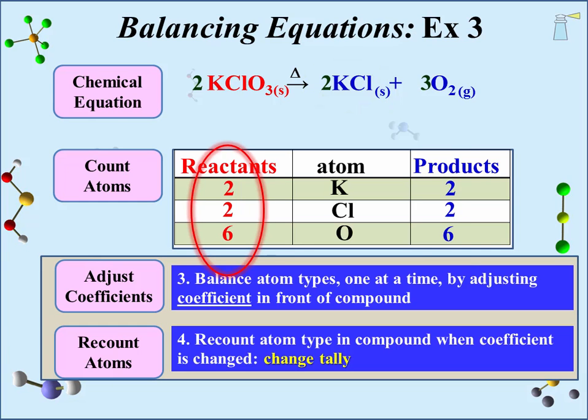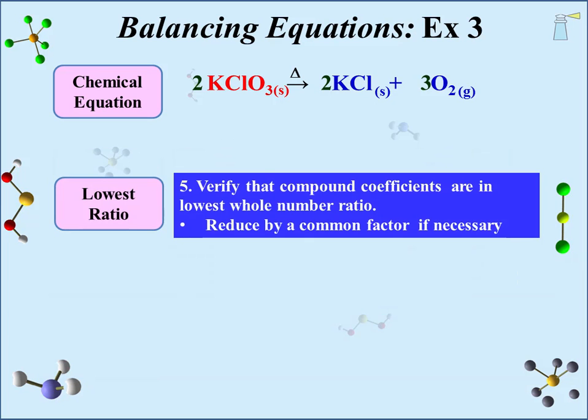Comparing the tallies shows that the reactants and products have equal count of atoms, and the equation is balanced. What remains is to verify that the compound coefficients are in the lowest whole number ratio. Pulling the coefficients out and down shows the ratio to be 2 to 2 to 3. While there are no ones that automatically define the ratio as lowest, there is no whole number that can divide each coefficient and produce a set of whole numbers. The equation is therefore balanced.